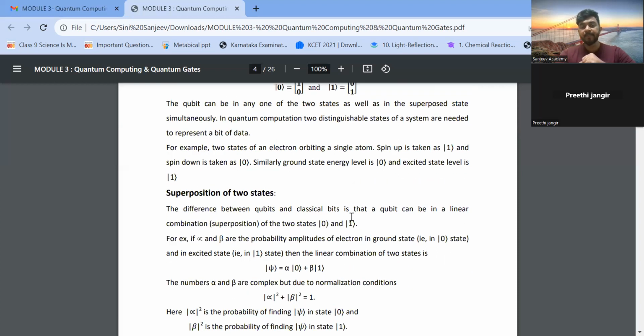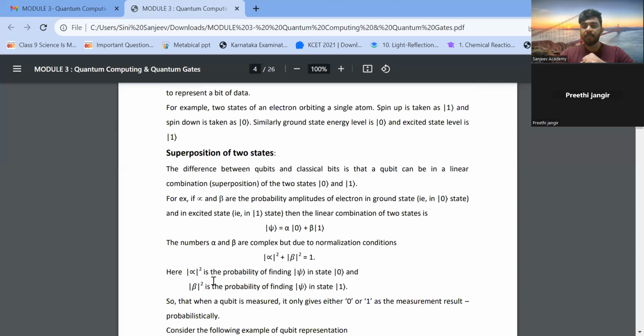Superposition of the two states. Superposition in the sense I am adding 0 and 1. So alpha of 0 and beta of 1, where alpha and beta are complex numbers. So alpha square plus beta square is equal to 1.